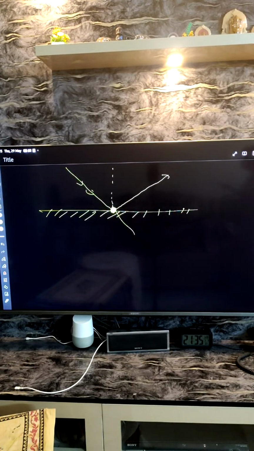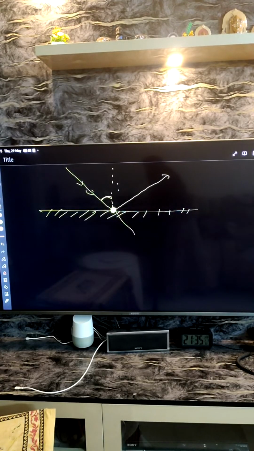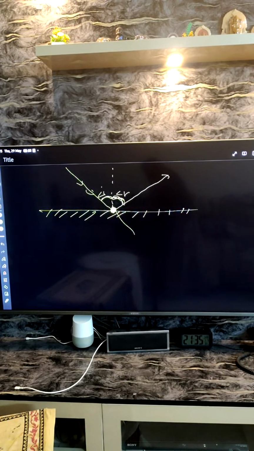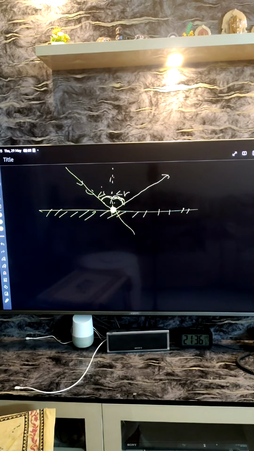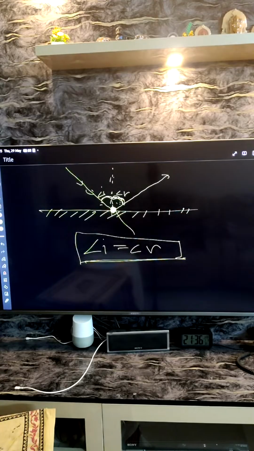Now the angle between the normal and the incident ray is called the angle of incidence. And the angle between the reflected ray and the normal is called the angle of reflection. If we see here, there is an angle which is getting halved. You notice that these two angles must be equal. That is the first law of reflection: angle i is equal to angle r.